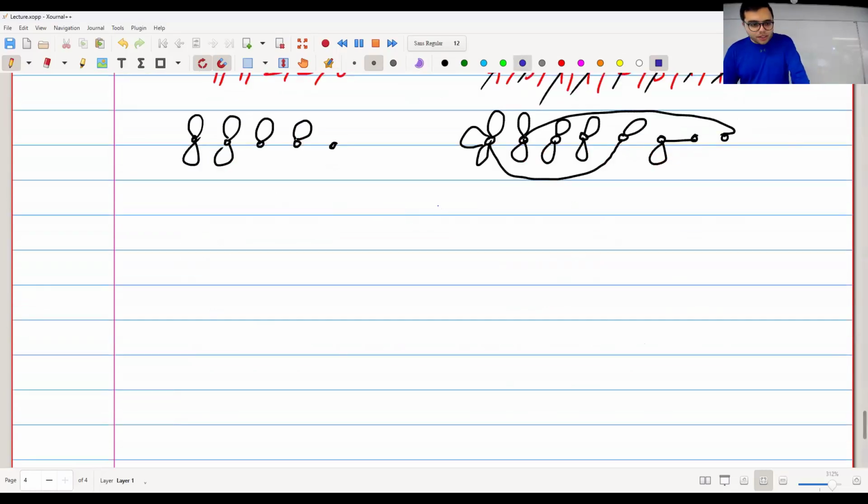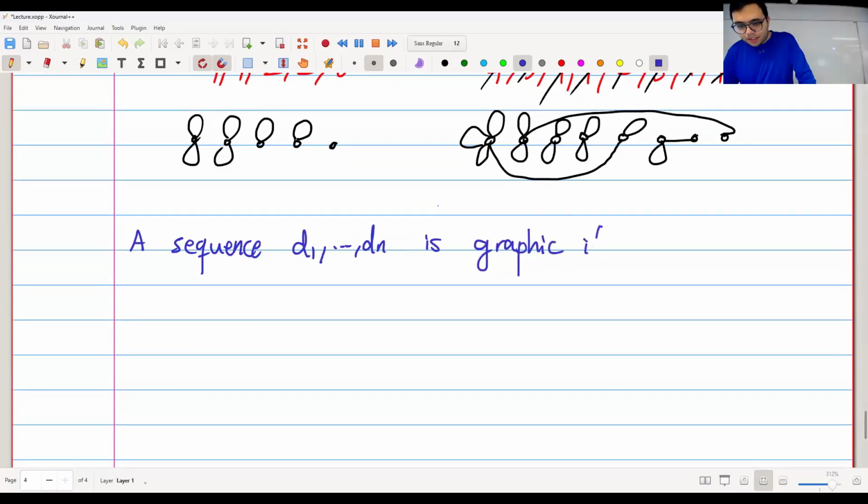So we say that a sequence D1 to Dn is graphic if it's the degree sequence of a simple graph. That's really the name that they went with.